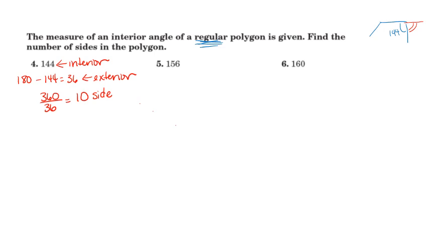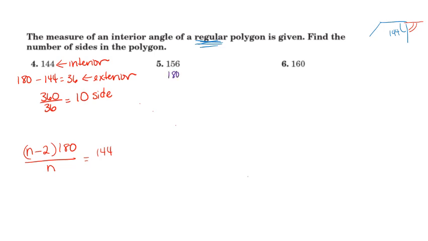If you want, you can always use this equation: n minus 2, n being the number of sides, times 180, divided by the number of sides, equals 144. So you could solve that equation if you want to do it as well. That's another way of doing the problem, but I guarantee this way is a lot easier, using the fact that interior and exterior add up to 180.